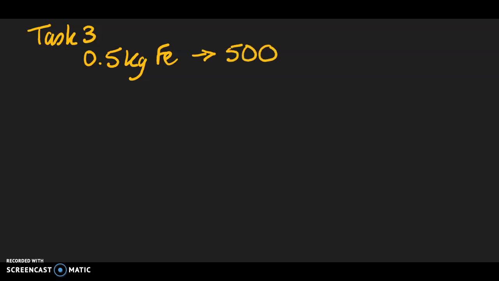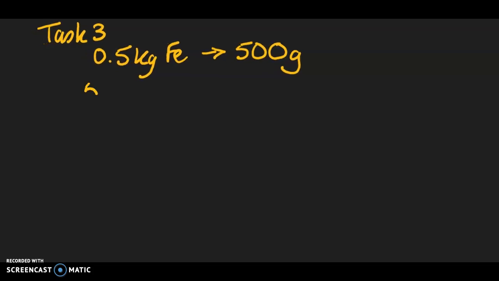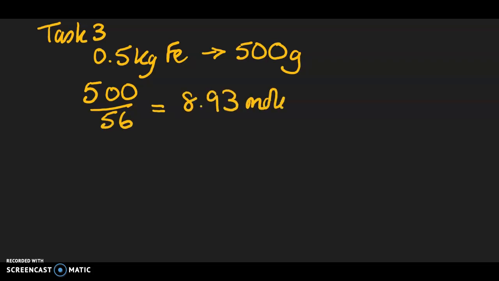Okay, this is the solution for task 3, and here we've got 0.5 kilograms of iron. So the first thing to do is to convert that to grams of iron. That gives you 500 grams. Then we convert that to moles. 500 divided by 56, which equals 8.93 moles of iron.